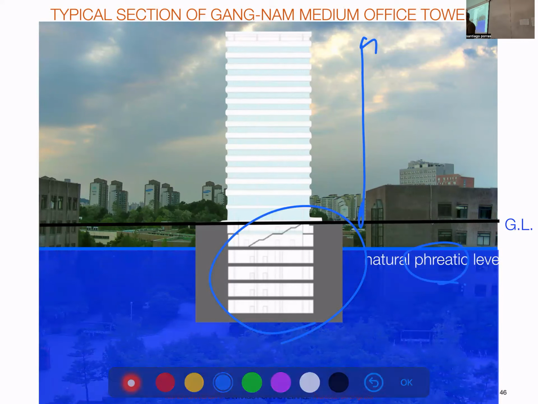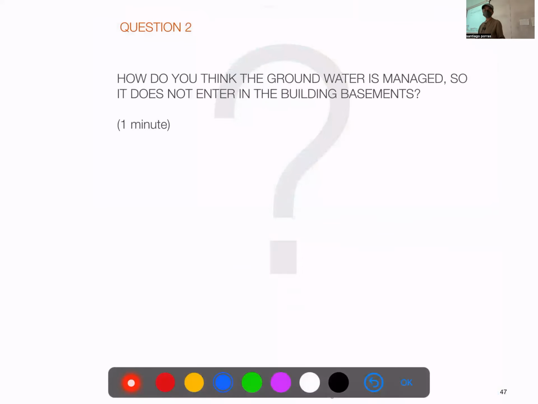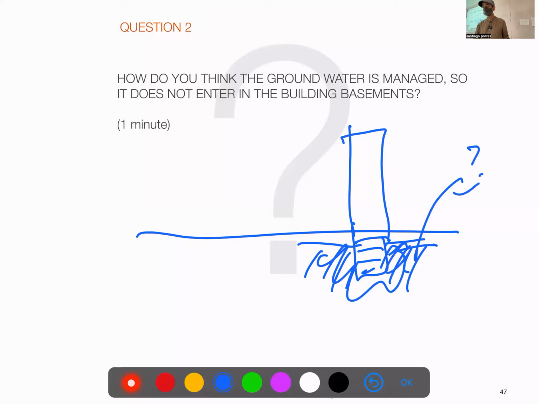So I have a question for you. This is the second question, and we have only 1 minute because we have to finish soon, we are halfway through the lecture, and I want to rush. So how do you think the groundwater is managed? We have thousands of office buildings, with those towers having a lot of basements with the groundwater above the basement. So how do we deal with this water? What do we do with it?